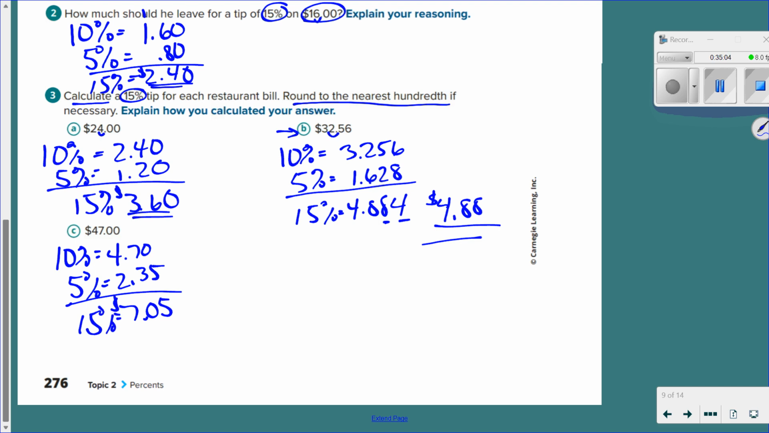Guys, I do this like almost every day. My wife and I eat out quite a bit, so I do a lot of these calculations, and this is exactly what I do. So it makes sense for you guys.